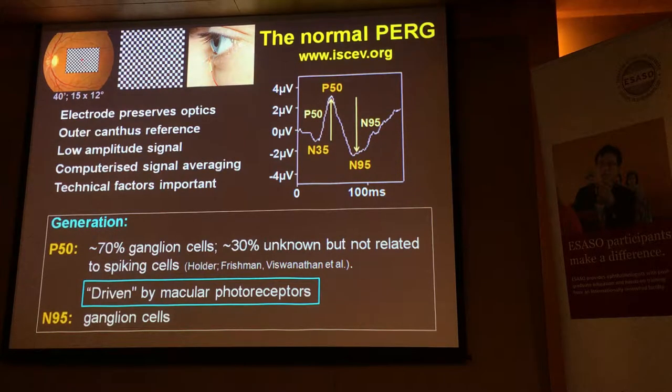In terms of origins, we're pretty well sorted as to where things come from, but only pretty well. So we know that the negative component, N95, arises in the ganglion cells, and that's from our clinical work and Laura Frishman's experimental work. This will be addressed further in the lecture after coffee. And P50, we don't know its origins fully. We know about 70% of it comes from the ganglion cells, but the most important thing is that P50 is driven by the macular photoreceptors. So it acts objectively as a measure of the function of the macula.